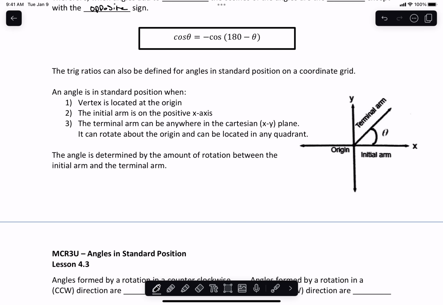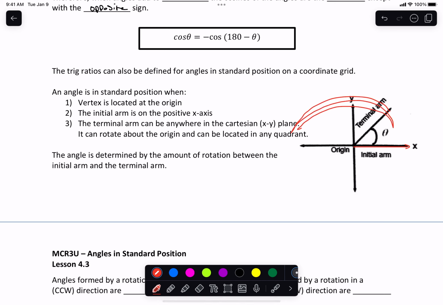So the angle is determined by the amount of rotation between the initial arm and the terminal arm. The initial arm stays in one spot. It's just the x-axis, a fancy way of saying the x-axis. And our angle is a measurement of how far I swing this terminal arm. Does that make sense? What are the possible values for the terminal arm?